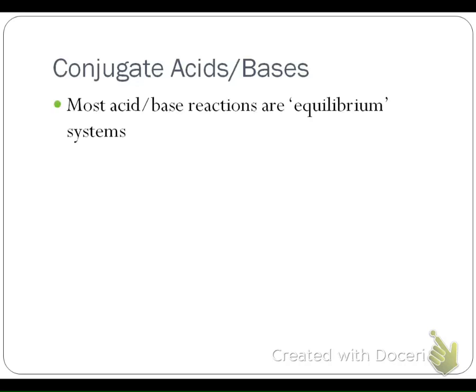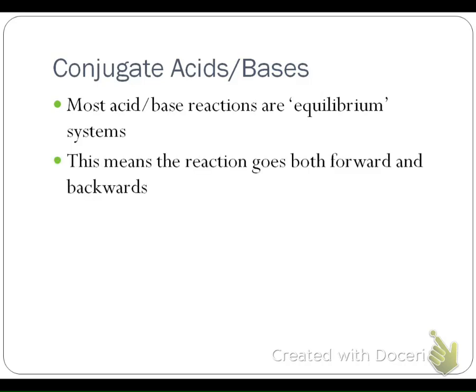When we talk about acid and base reactions, most of the time we talk about them being in an equilibrium system. Equilibrium systems mean that reactions can go both forward and backward until they reach some sort of concentration equilibrium, and those are specific for each reaction. Most of the time these equilibrium reactions can go forward and backward. So once we see a conjugate acid and a conjugate base form, those two might combine again, donate that proton or switch that proton back so you get back to your original reactants.